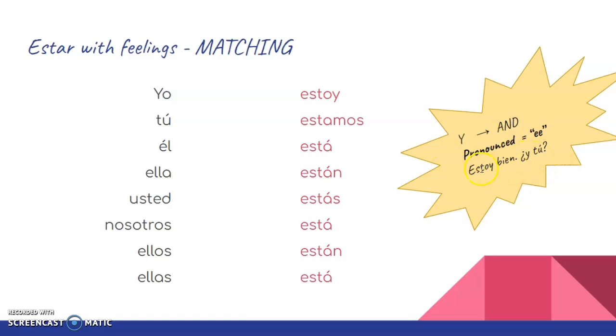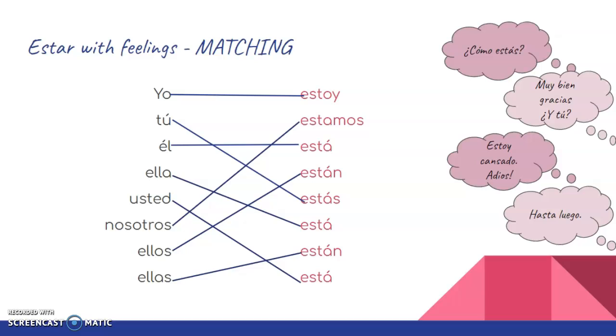Estoy bien, ¿y tú? I'm doing well. I'm feeling well. And you? So, and is pronounced E in Spanish. Super easy word, right? It's just one letter. E. Very easy word to remember. It's just a Y and it means and. All right, so let's check your answers with our matching. How did you do?